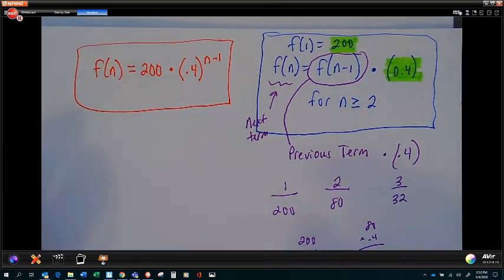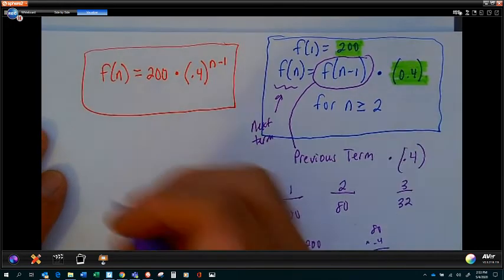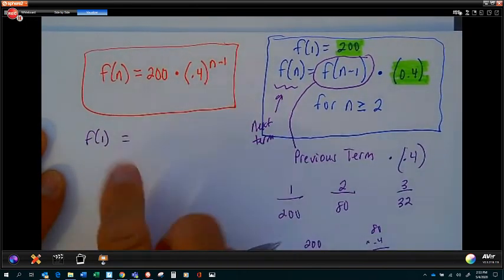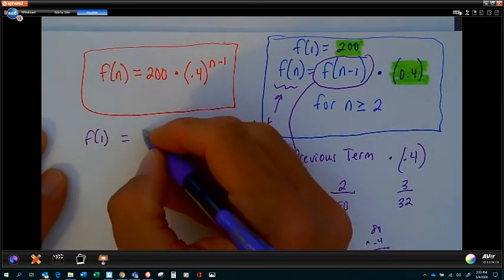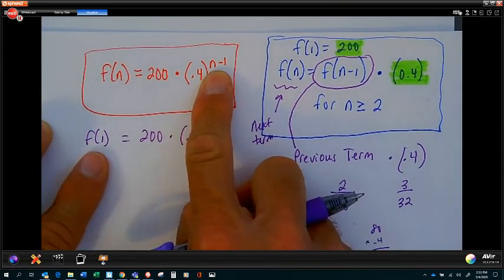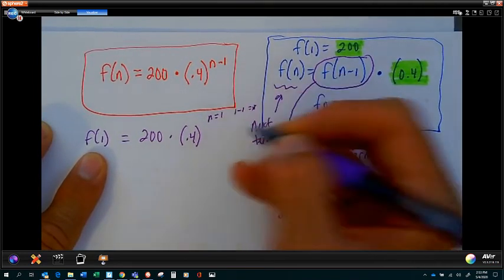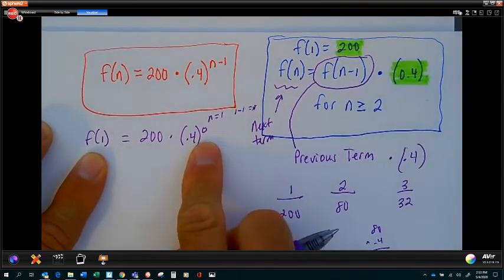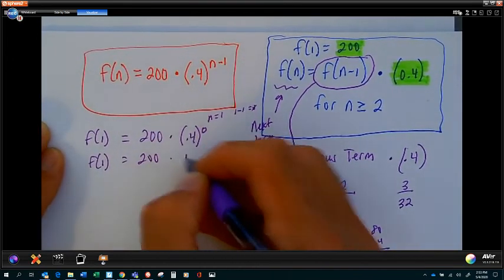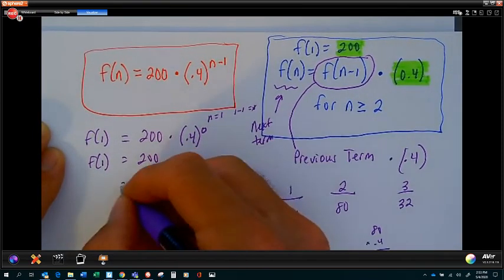To work out the explicit formula, I actually have to plug in what term I want. So let's say I want f of n, where n equals 1. I want the first term. I know it's going to be 200, but watch. 200 times 0.4. Now I have to take n minus 1, and if n equals 1, then 1 minus 1 equals 0. So I have to put it to the 0 power, and anything to the 0 power is 1. So 0.4 to the 0 power equals 1, and 200 times 1 is equal to 200.